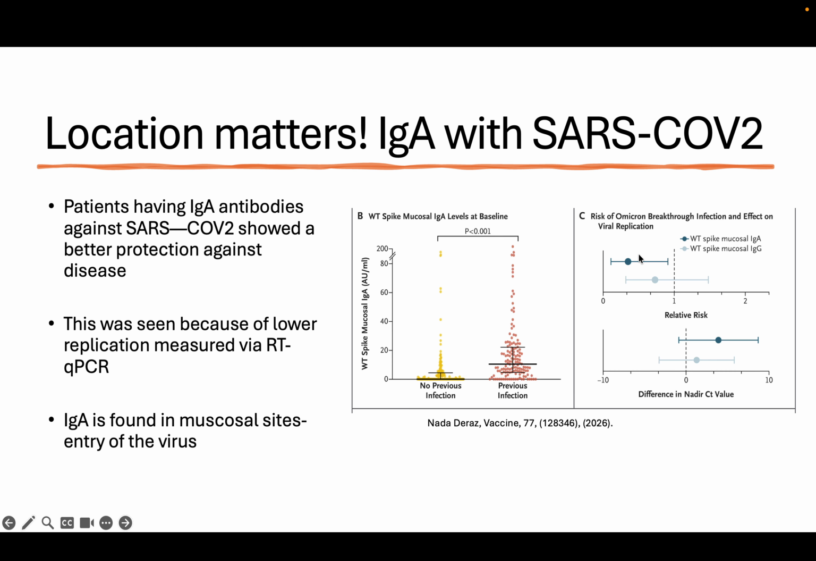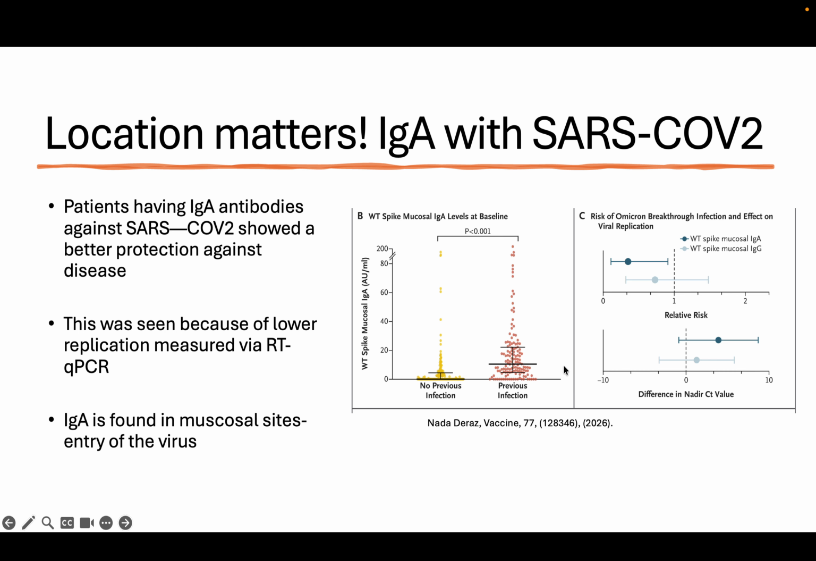So this is the relative risk of breakthrough infection. They had less breakthrough infection compared to people that had, for example, IgG. No one really cares for IgG antibodies. It's very low. IgA is extremely important in mucosal sites. And they started to see this really stopped viral replication. So this is the CT value, basically qPCR. Having a high CT value means that there were fewer viral genomes.